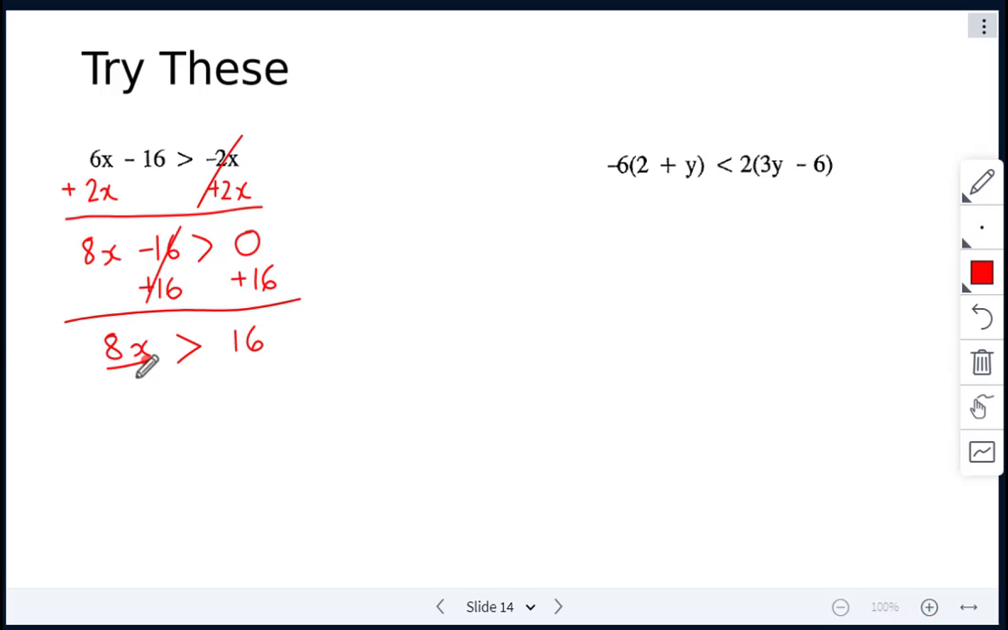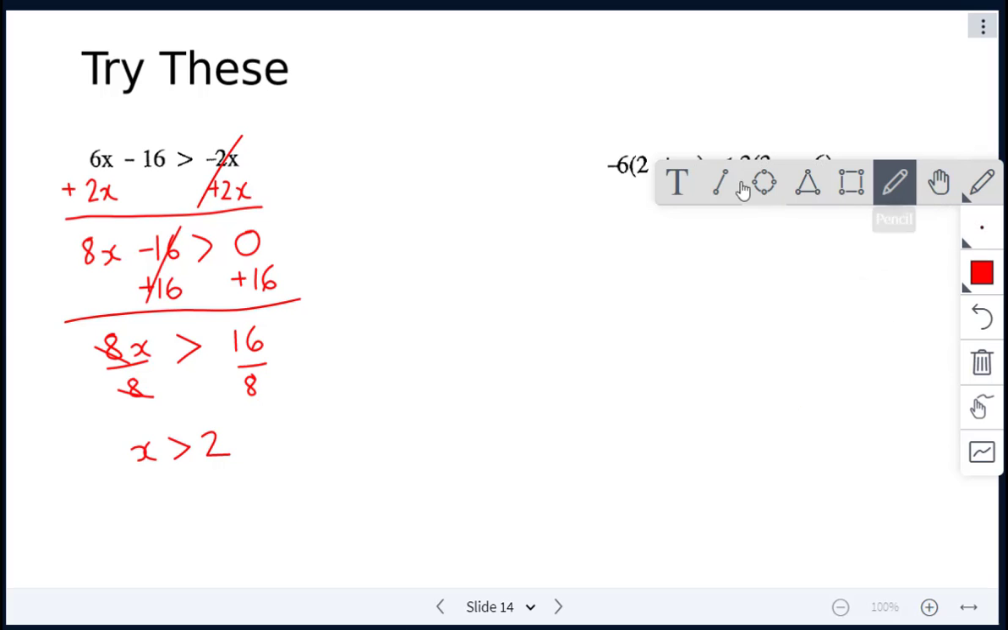And lastly, we're just dividing by 8 both sides. So we end up with x is greater than 2. All right, so there we have it. The last thing we have to do is the number line.